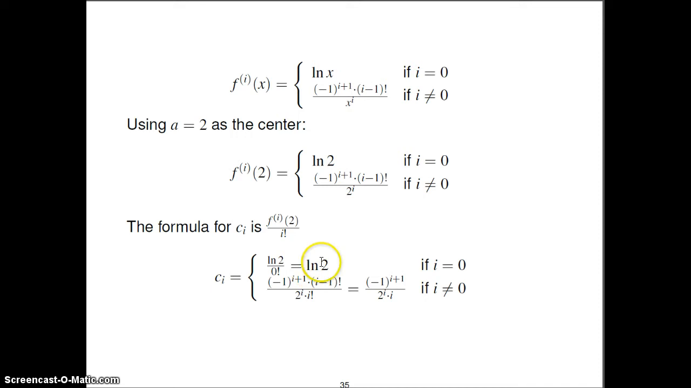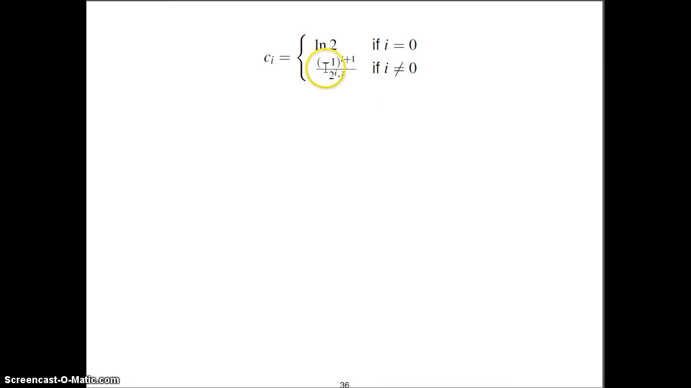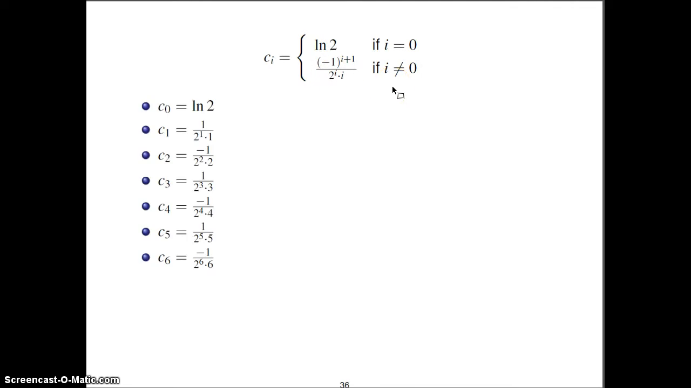So let's take this formula, ln2, and this formula for I bigger than 0, and put that on the next slide right here. We don't need to do this, but I thought it might be helpful to actually plug in and see what's going on. So C0, that's this. C sub 1, C sub anything other than C sub 0, we're going to use this bottom formula. If you plug in I is 1, 2, 3, 4, and so on, you should get numbers that look like this if there are no typos.